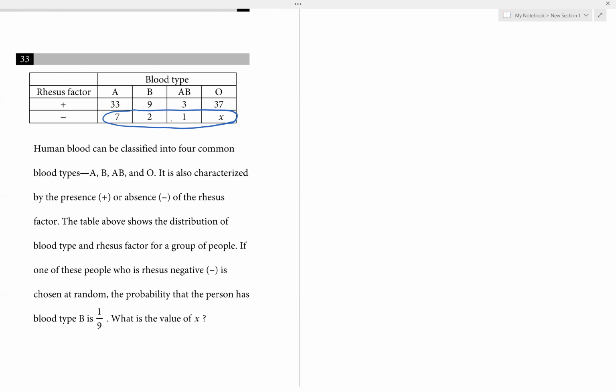So we can actually set up an equation. We're selecting from the total here. Well, we don't know what X is, but we can still represent the total by adding those numbers together. So we can do 7 plus 2 plus 1 plus X. That would be the total of all the people with a rhesus factor negative. Then out of these people, the probability of selecting blood type B is 2, because we had 2 that have blood type B out of everybody in the second row.